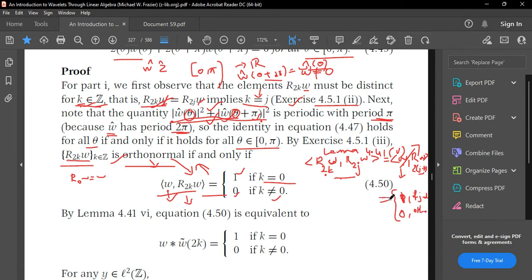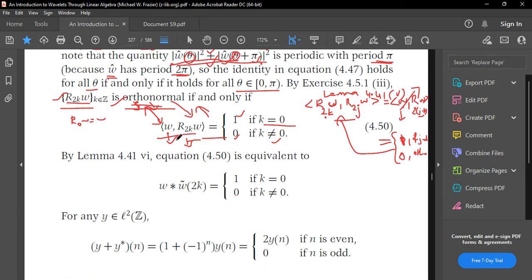But this means the orthonormality of the set R2KW. So these statements are if and only if statements. We start with this one, and we proved that the orthonormal statement is if and only if this statement. Now we prove this statement. This statement is if and only if with this statement.